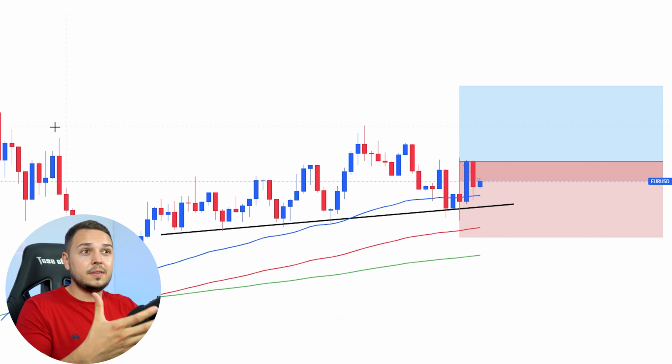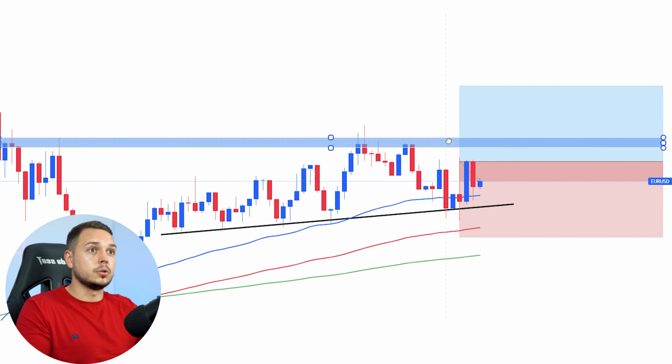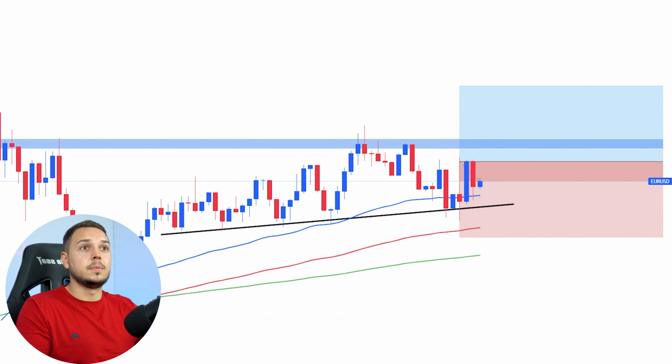Now for the resistance lines, some people would put a resistance just over here. And I would say it's fairly logical, right? We have a resistance because every time it touched one of these zones, it goes down. So it's a solid area of resistance on the 5-minute time frame, to say the least.